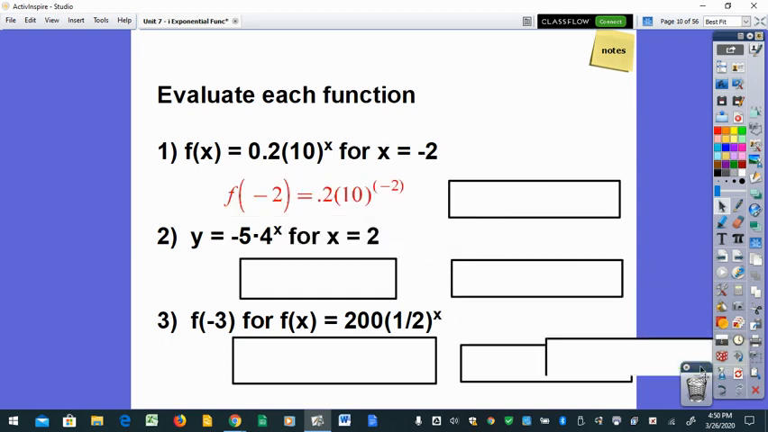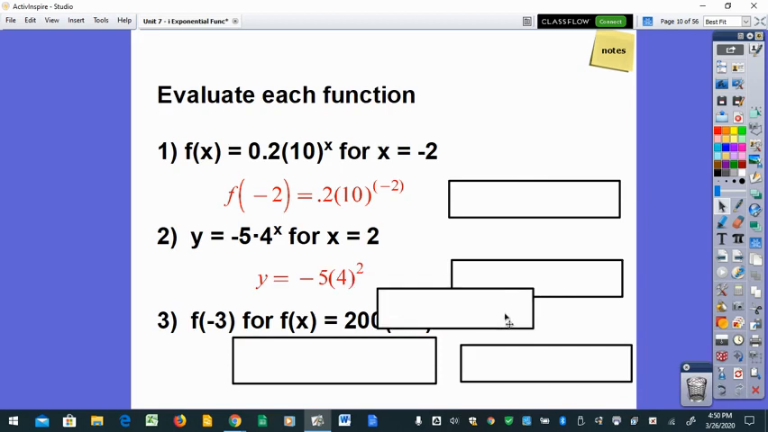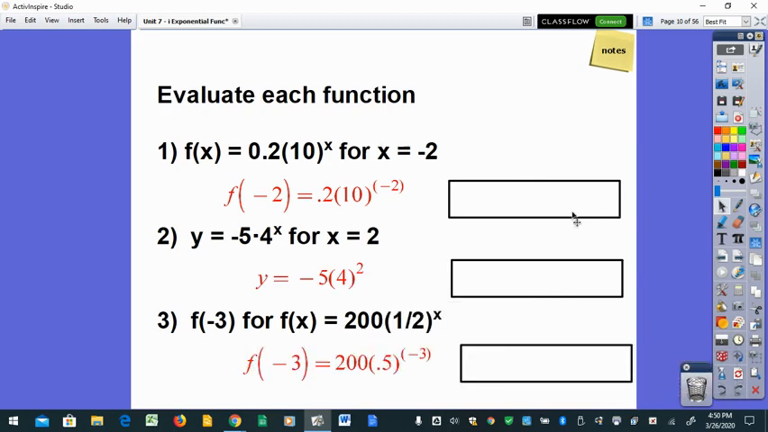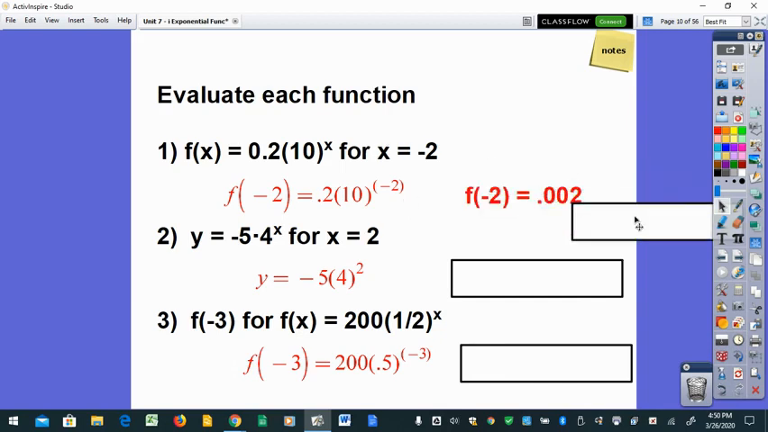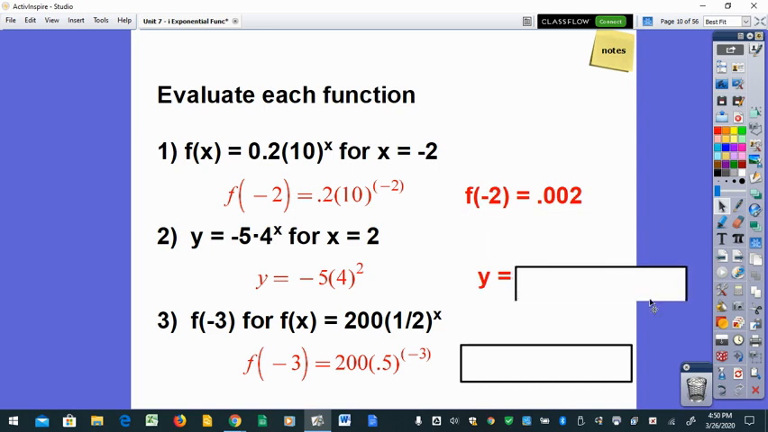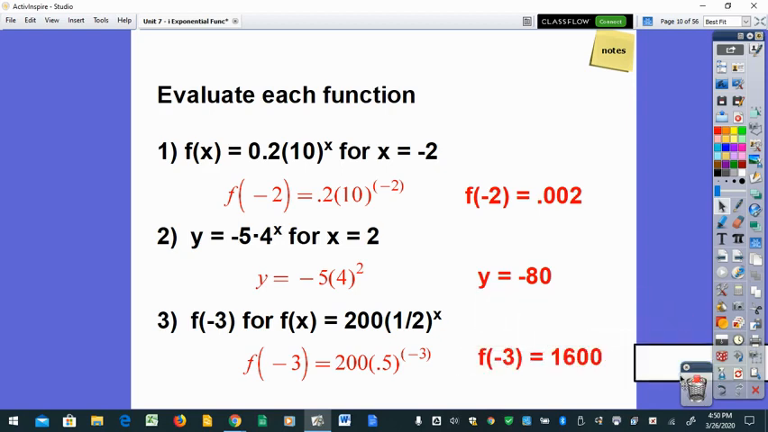Okay, so this was the math that you should have been doing in the calculator just to make sure we're good. And when you inputted the -2, I'm hoping that you saw 0.002. Y would have equaled -80 when you inputted the +2. And for f of -3, you should have gotten 1,600. If you're having any problems with the calculator, please let me know via email, and we can check what you're doing.